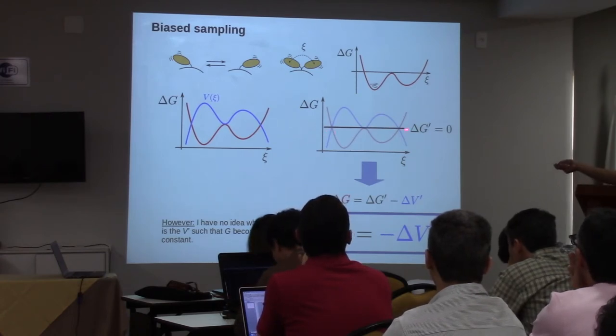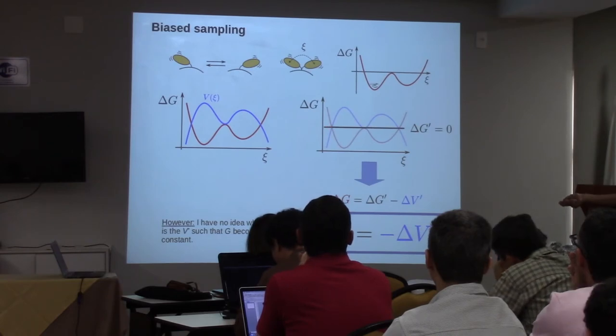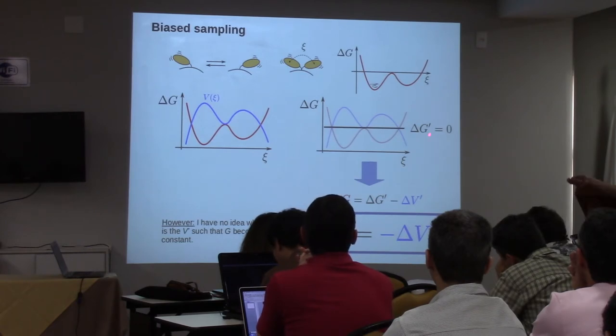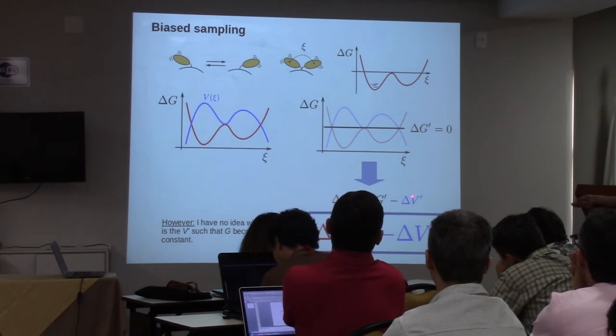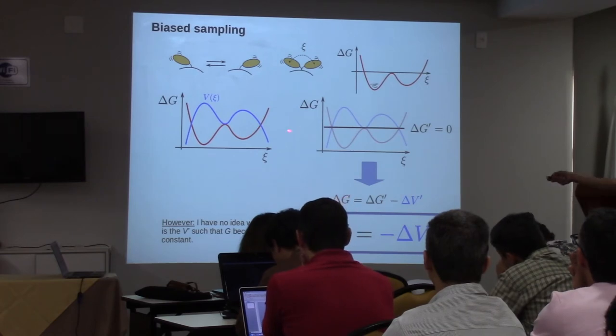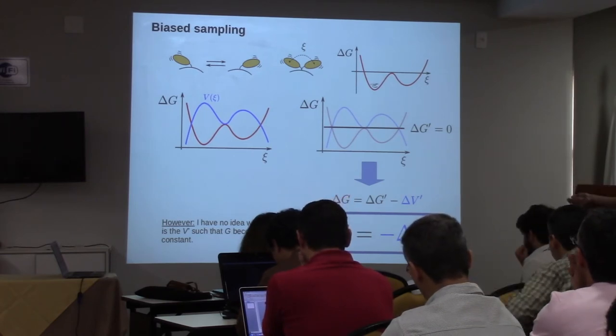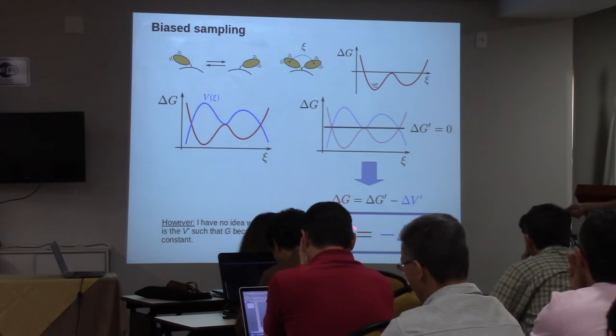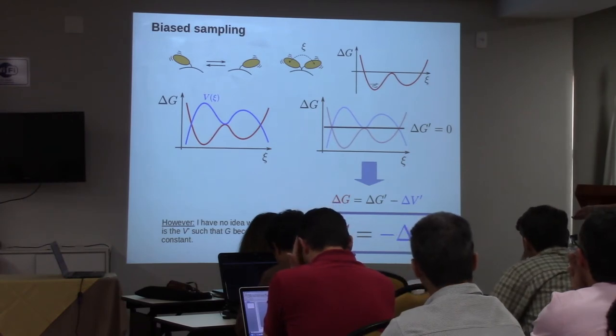So suppose I know how to do this, I know that the free energy difference at the perturbed potential is zero, so the free energy difference of the original potential will be the free energy difference of the perturbed potential minus the perturbation, which is the formula we have already talked about. But in this case, the free energy difference in the perturbed potential is zero along the reaction coordinate, and this means that the free energy difference is minus the perturbation introduced.